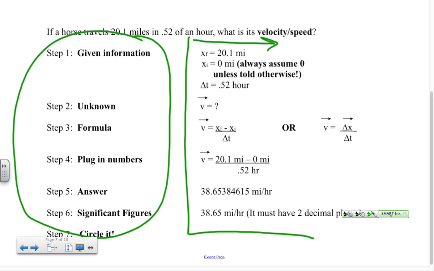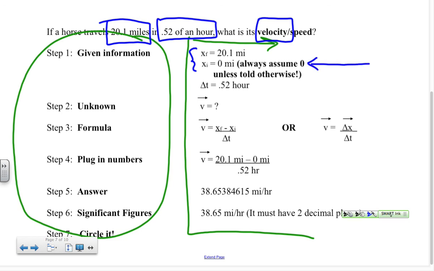So here's our given information. I know that a horse is traveling 20.1 miles in 0.52 of an hour. We want to know what its velocity is. Okay? Now, in most word problems, we assume the object is going in a positive direction unless stated otherwise, or unless the numbers provide otherwise. So if we take a look at what our given information is, xf is given, xi is given. We assume that xi is going to be 0 unless it is stated otherwise. Okay, so that's an important piece. The other thing is we know what our time is. Our delta t is 0.52 of an hour.